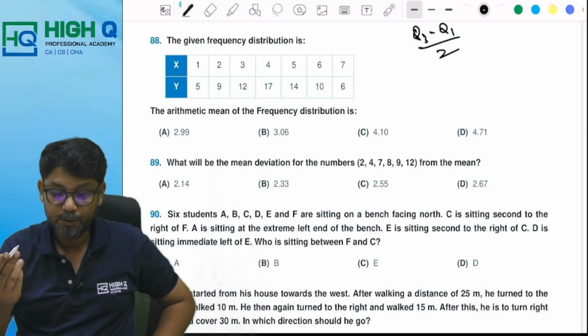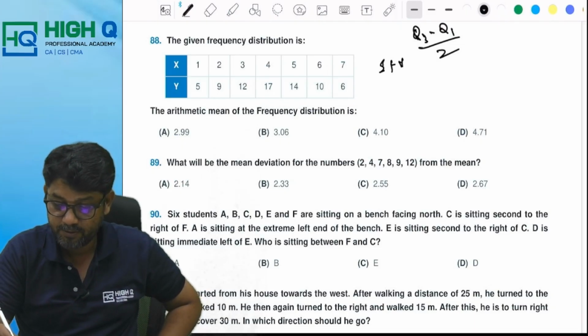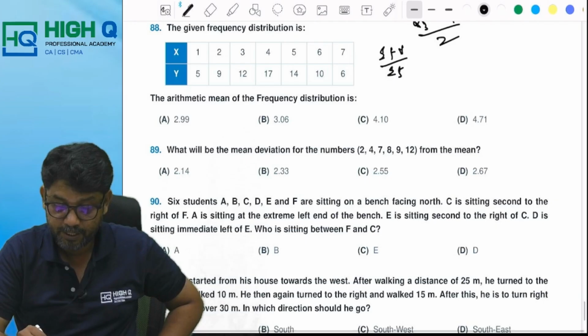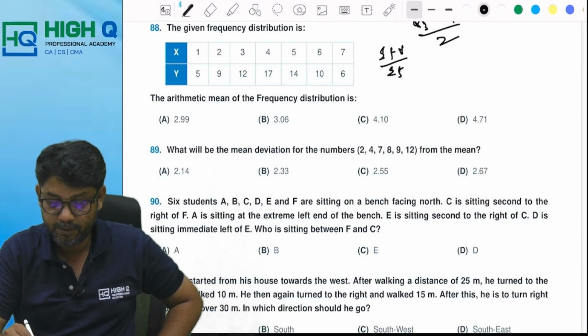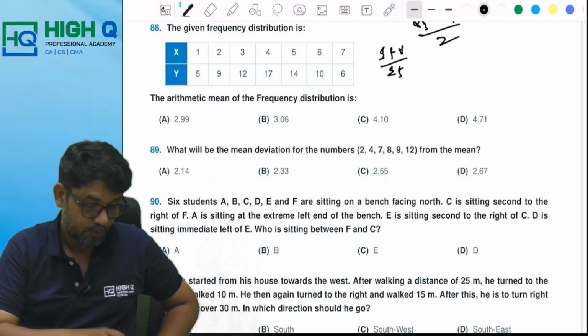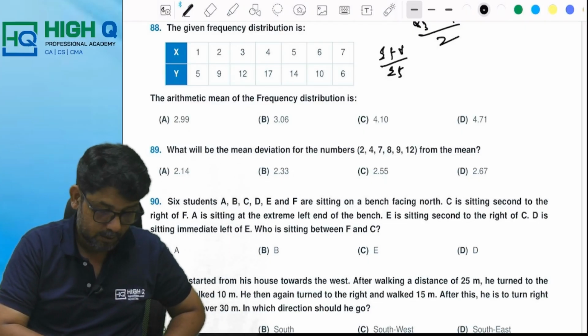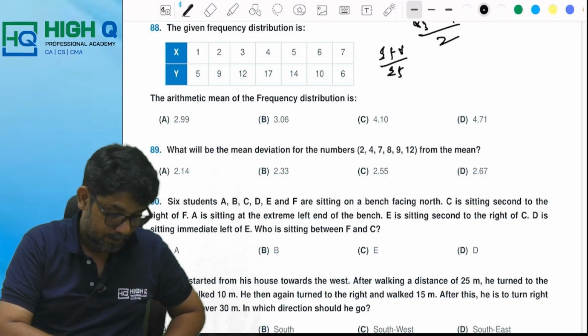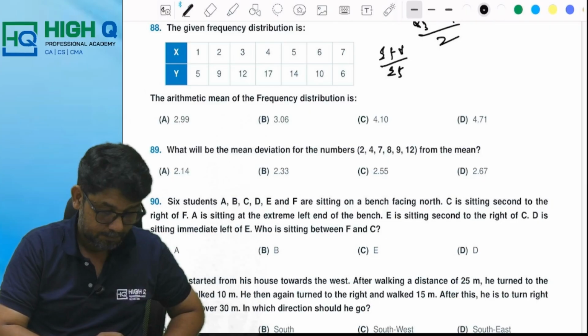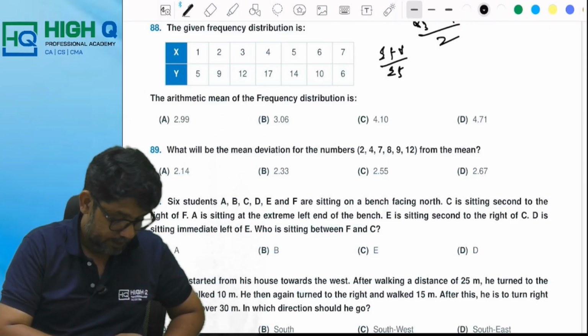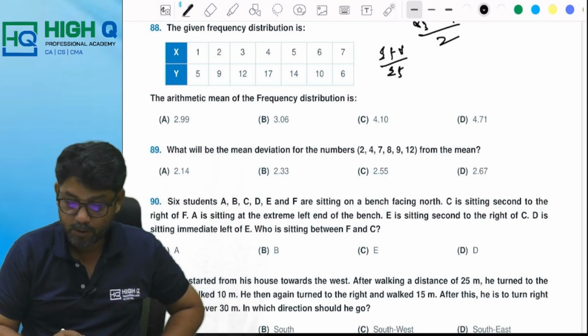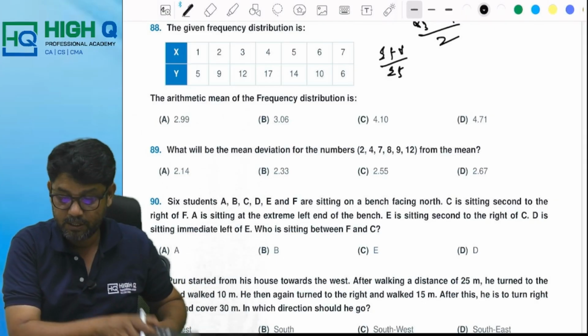Now the given frequency distribution, arithmetic mean of the frequency distribution. You know what is arithmetic mean? Summation fx divided by summation f. Let me find summation f here. The y is frequency actually. 14, 14 plus 12 is 26, 26 plus 33... 67 plus 6 is 73. If you want to check, you can check using calculator. 5 plus 9 plus 12 plus 17 plus 14 plus 10 plus 6 is equal to 73.